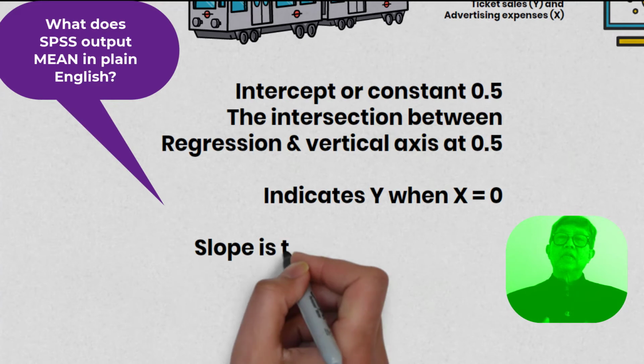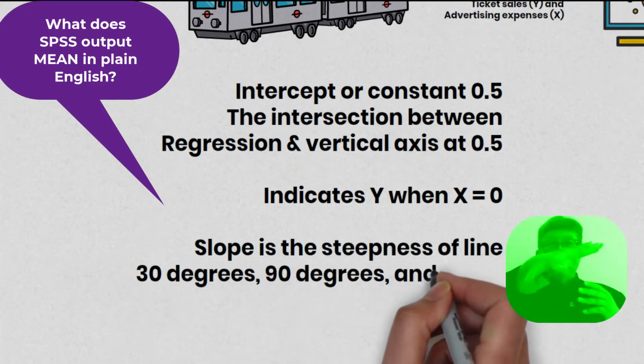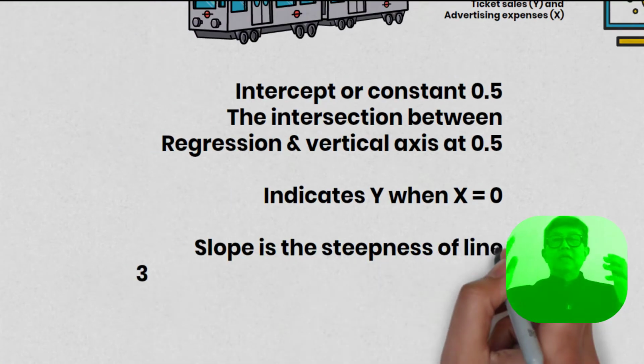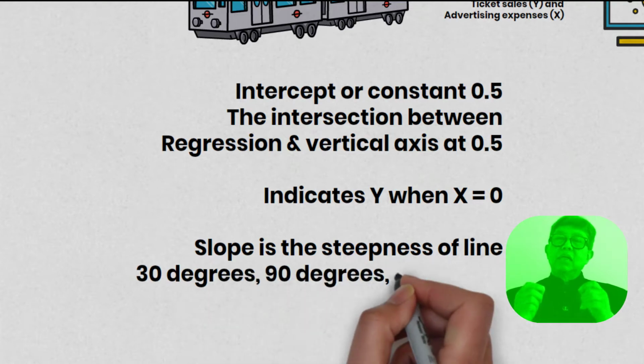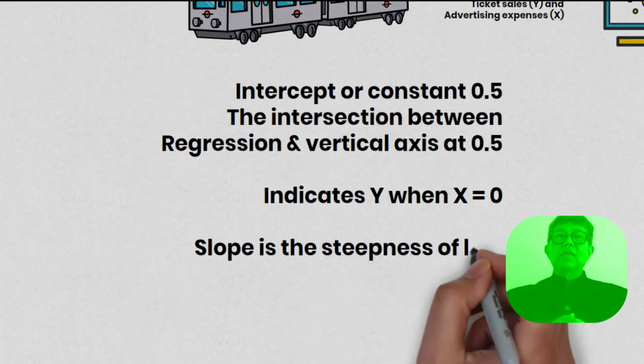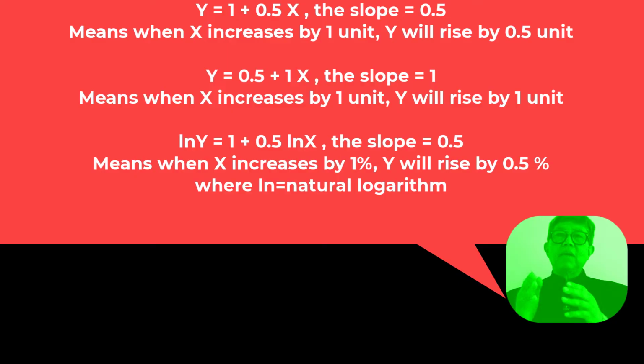In contrast, the slope is the steepness, like this steep. Is it 30 degrees or 90 degrees, and so on. The slope has a very strong interpretation in SPSS. For example, 0.5 means when x increases 1 unit, y will increase 0.5 unit. This is the one that you need to emphasize in your assignment.